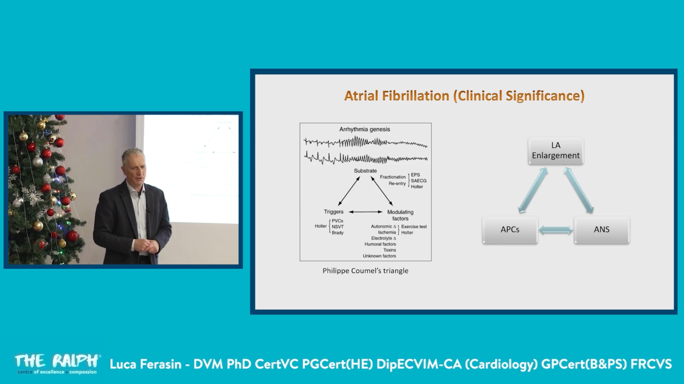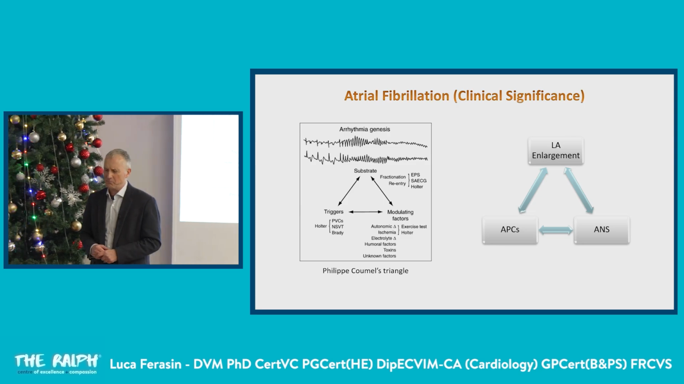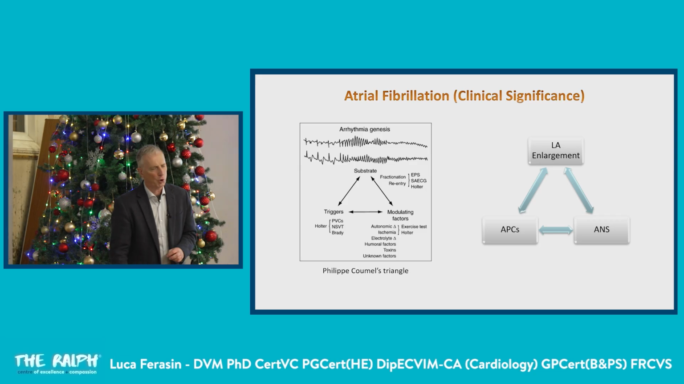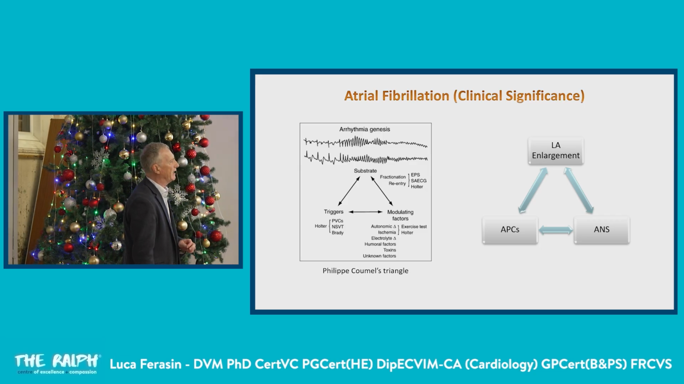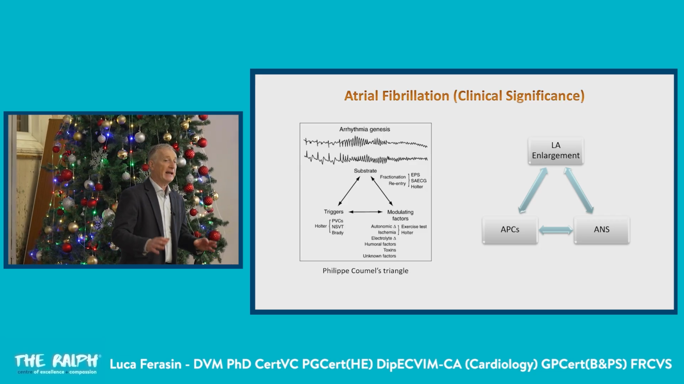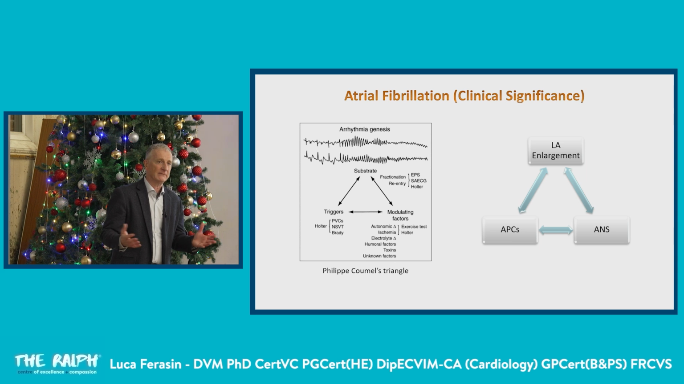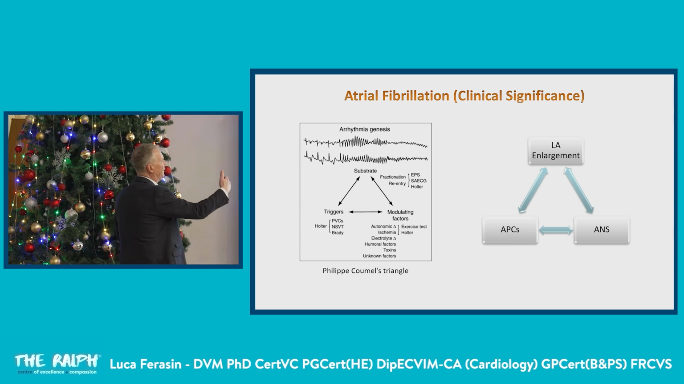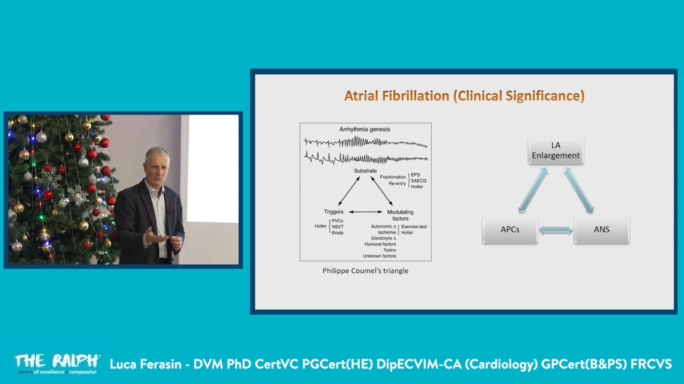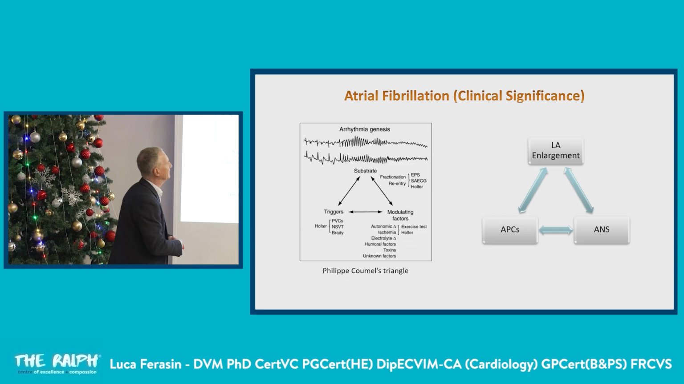Now, we see atrial fibrillation primarily, or more commonly, in dogs with mitral valve disease, and they have big left atrium. So big, I wrote left atrial enlargement, but it's exactly the same on the right side, so it could be a right atrial enlargement.